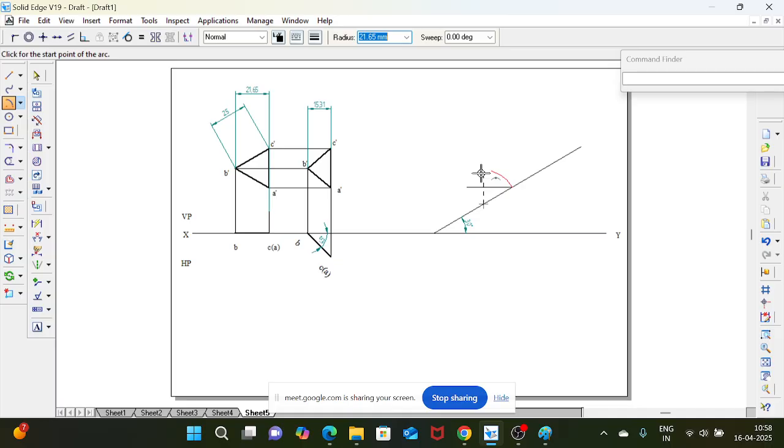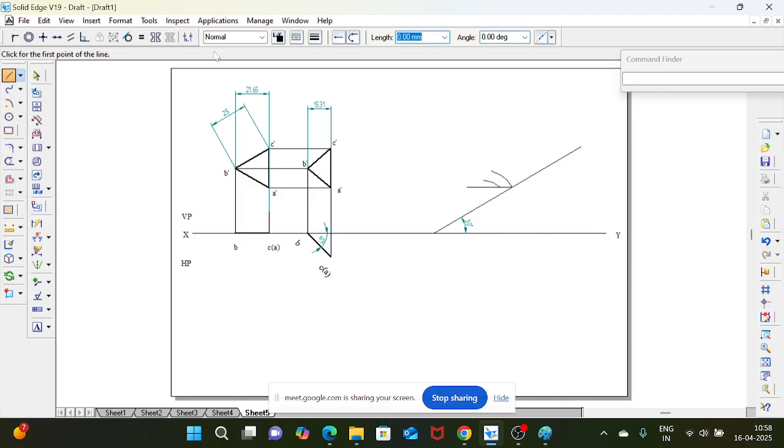Now while doing the second arc, you have to select the 15 point. You have to enter 15.31 as the radius. Press enter. Then draw the second arc. Click anywhere as the starting point of the arc. The end should be on the locus, so the second arc should end at the locus.